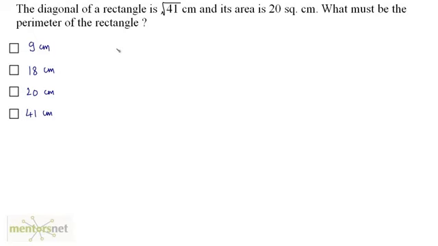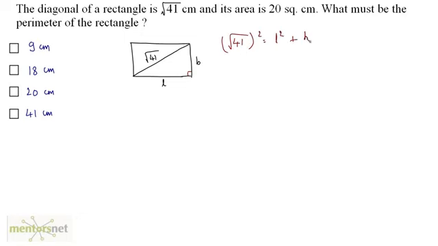The diagonal of a rectangle is under root 41 centimeter and its area is 20 square centimeter. What must be the perimeter of the rectangle? So the diagonal is under root of 41, and let the length and breadth be L and B respectively. Okay, now this is a right angle triangle. So by Pythagoras theorem, I have under root of 41 square is equals to L square plus B square. So I have L square plus B square is equals to 41.